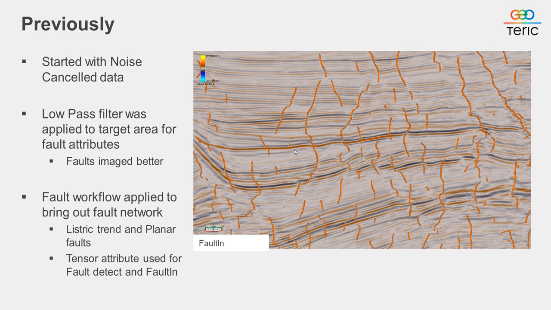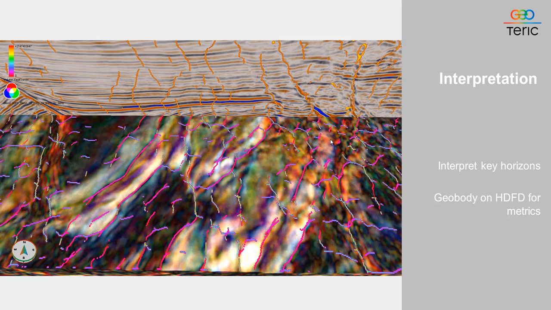We then applied our fault workflow, and we have two different fault trends in the area. We have some listric faults over here to the side, and we also have some very planar faults. We decided that the tensor attribute worked best, and we took this through our fault detect and our fault in volume. So now we are ready to go through and work on our interpretation.